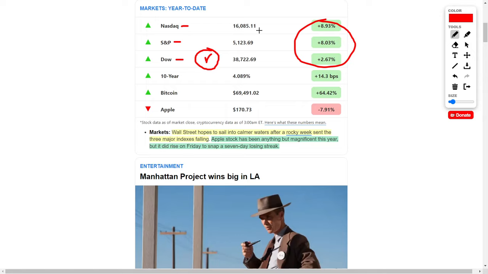Now, sadly, Apple specifically hasn't been so lucky, and if you didn't know, Apple is a gigantic technology company that sells smartphones as well as personal computers. Surprisingly, year to date, Apple has actually fallen by around 7.91% in their share price, but I personally am using this as a great buying opportunity because this is an extremely fundamentally strong and solid company.